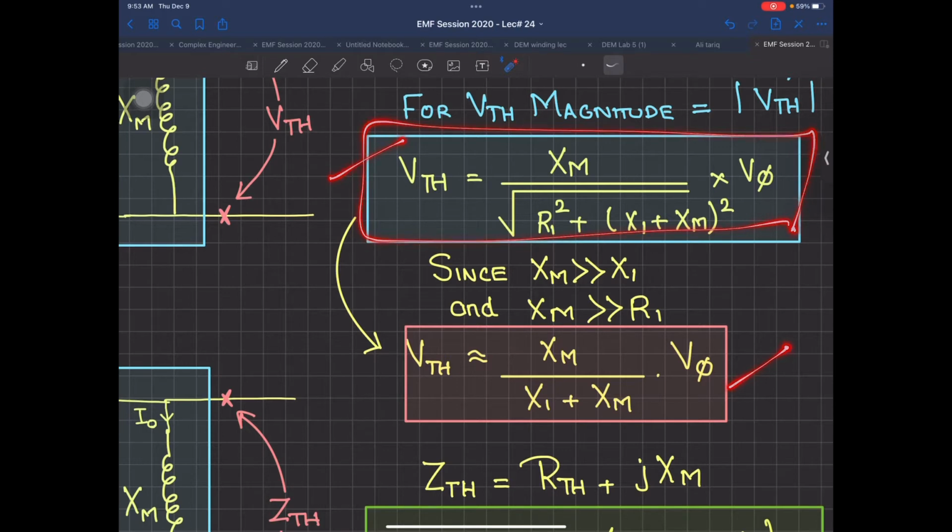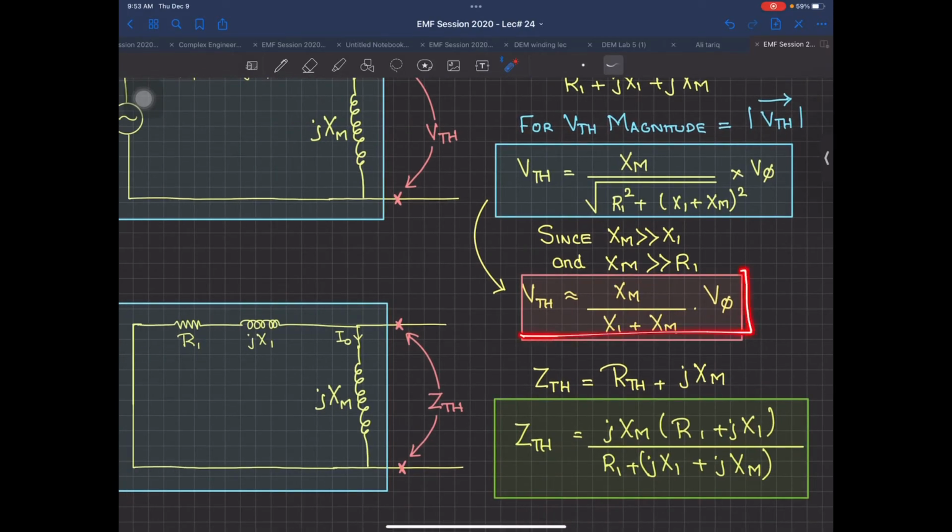That difference, because this R1 squared, how much will it be? 0.2 milliohms, square it, that becomes 0.04 multiplied by 10 raised to the power minus 6. So that difference is not going to create that much difference over there. So over here VThevenin is equal to this form.